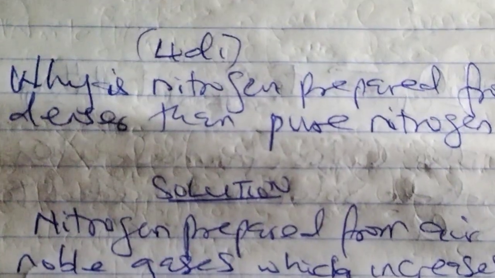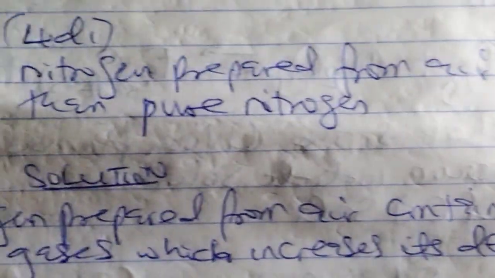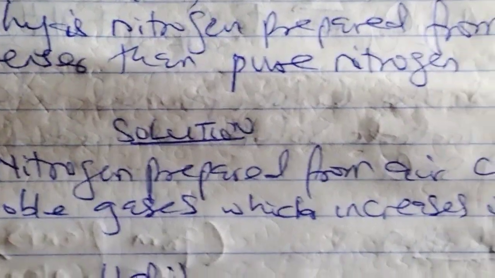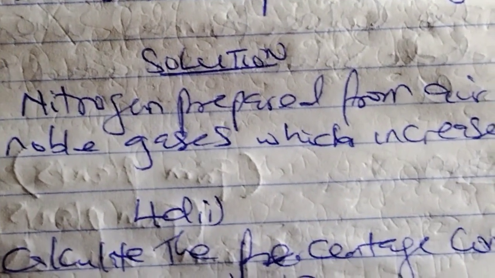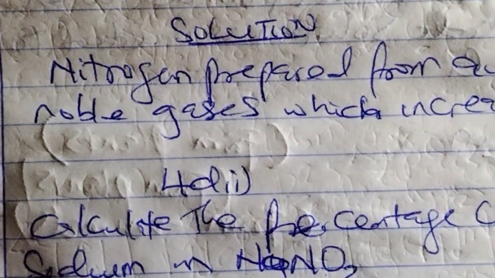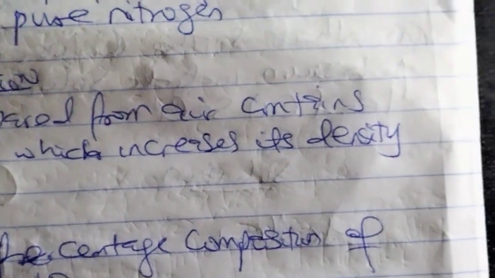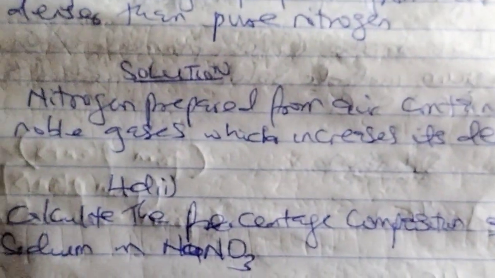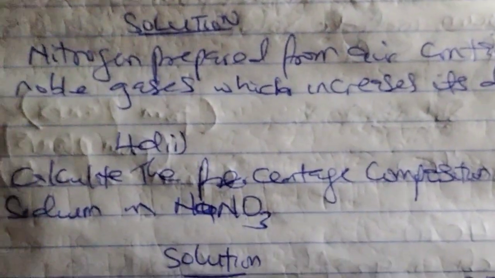Now, for II, it says, why is nitrogen prepared from air denser than pure nitrogen? Solution: nitrogen prepared from air contains noble gases, which increases its density.